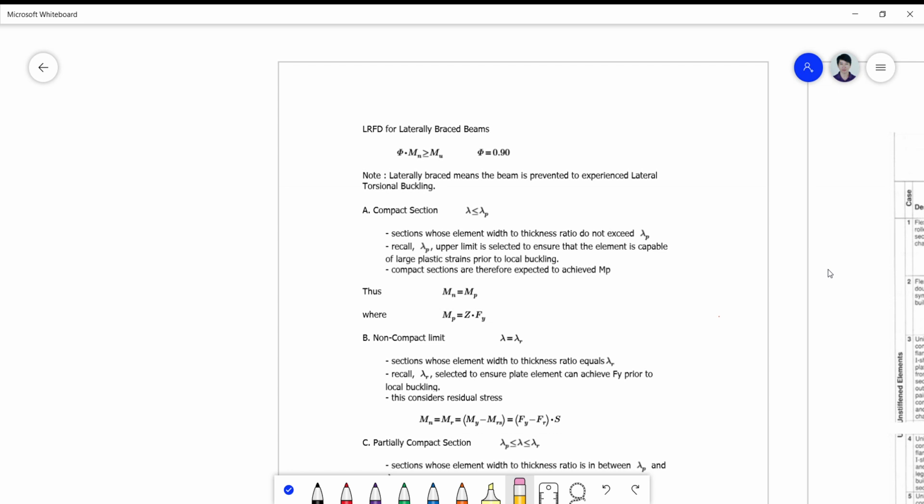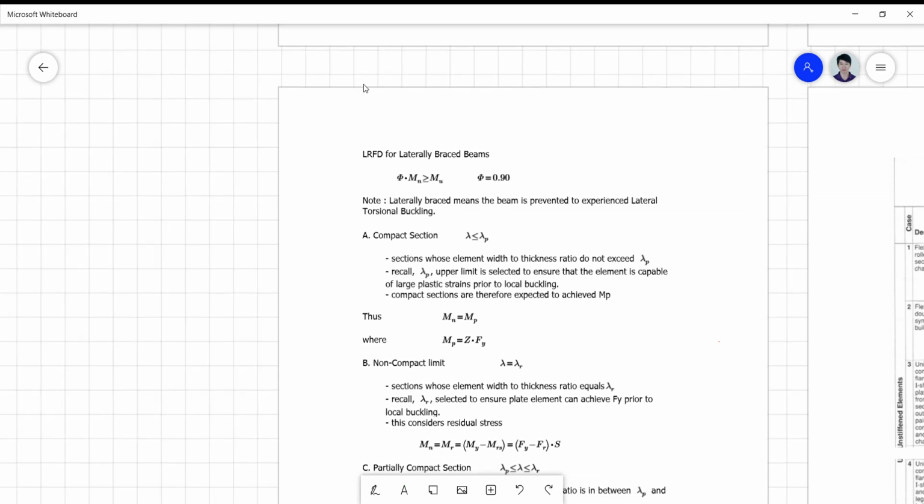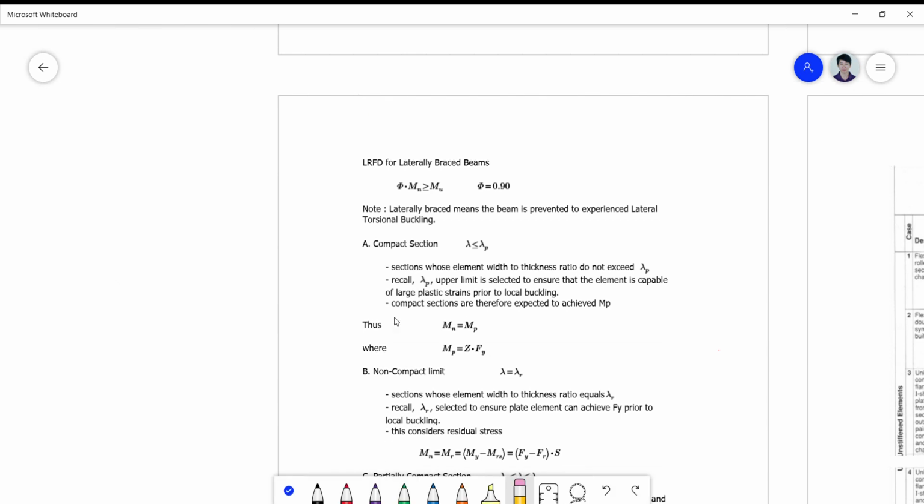Okay, guys, so today we will be discussing the procedure on how to deal with the laterally braced beams in the LRFD code. Okay, so this is more on the procedure on how to take care of problems concerning laterally braced beams.